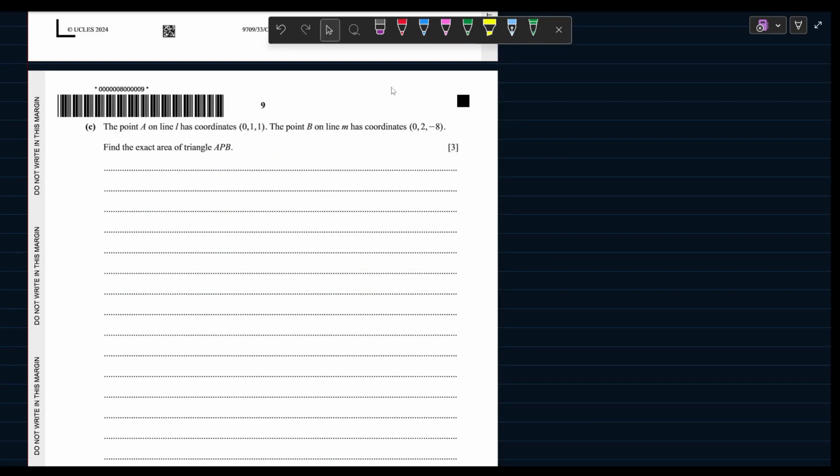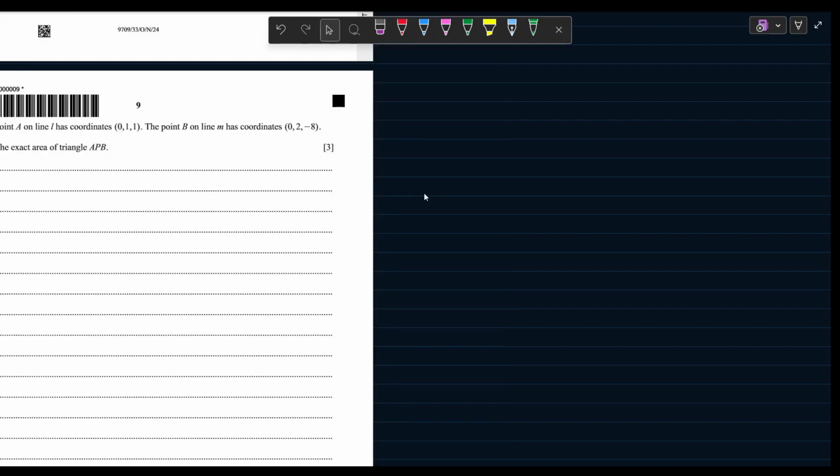Part C says the point A on line L has coordinates 0, 1, 1, and the point B on line M has coordinates 0, 2, -8. And they want us to find the exact area of triangle APB. I'm just going to draw a sketch so that we can visualize what's going on.